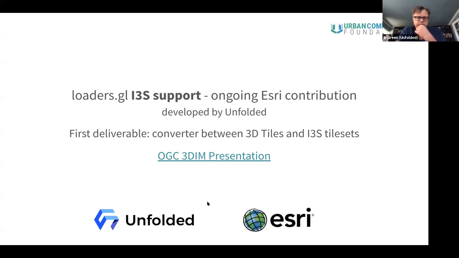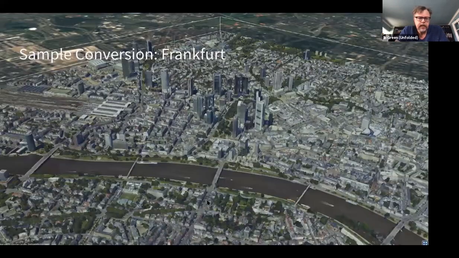The initial phase has been presented at the OGC. I linked to the presentation here, the 3D working group, but let's take the next slide and see how it looks. So the initial deliverable from this project is a converter between the Cesium-backed 3D Tiles format for these types of data sets and the Esri-backed I3S format. And so these are both OGC standards, and the conversion goes both ways.